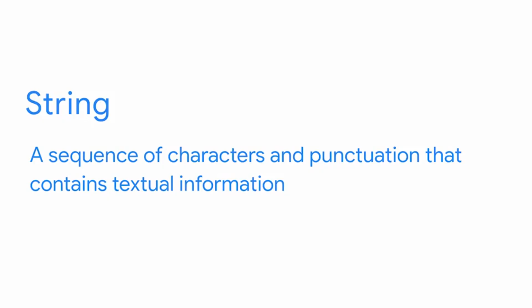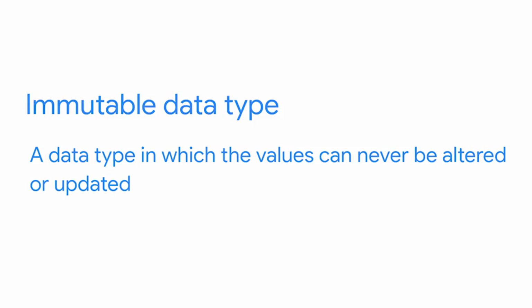As you've learned, text written between quotes in Python is called a string. Programs need to manipulate data, which can come in a lot of different forms or types. These data types include strings, integers, and floats. First, a string is a sequence of characters and punctuation that contains textual information. Strings are instantiated with single or double quotation marks or the string function. This is an immutable data type, which means the values can never be altered or updated.